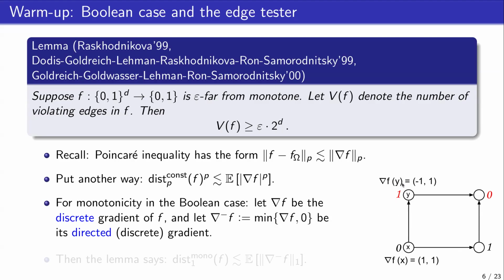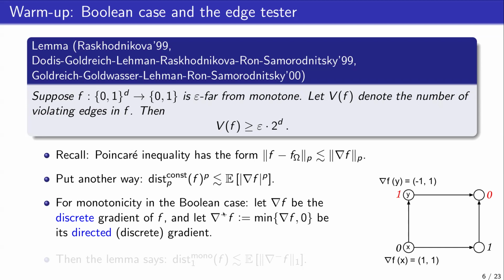For this point y up here, if I look at the first dimension, the horizontal edge, then I'm going to have 0 minus 1. I always look at the edge in this directed way. So 0 minus 1 is minus 1. And indeed, this is a violating edge. It violates monotonicity. And then in the second dimension, again, I have 1 minus 0. So that's 1 here. So that's my discrete gradient.